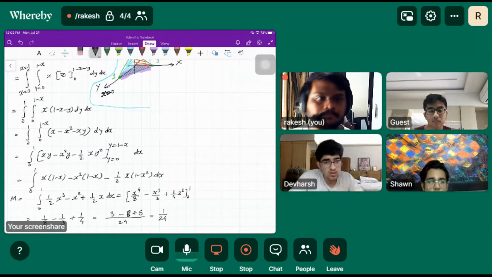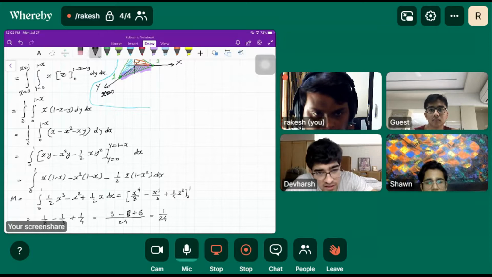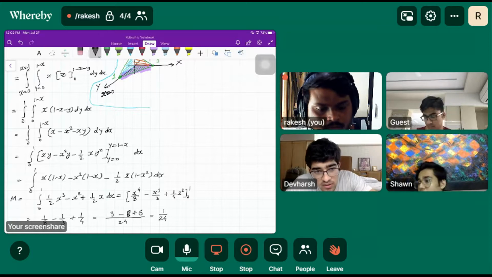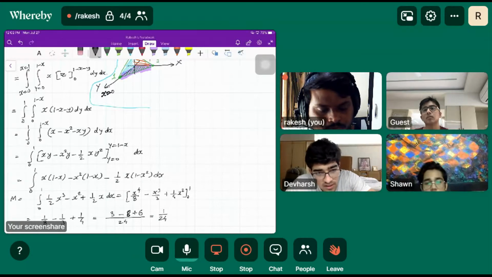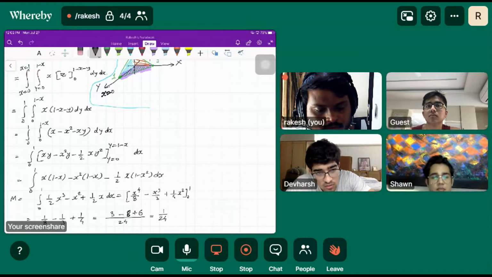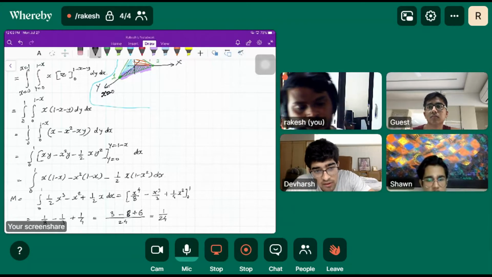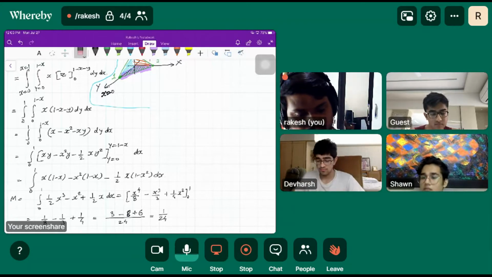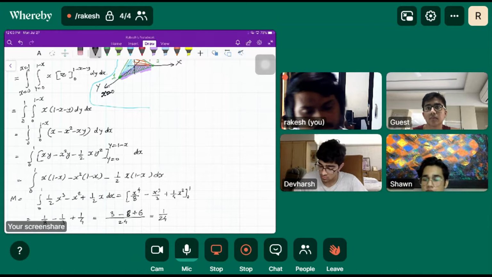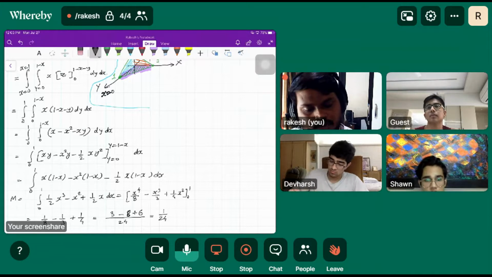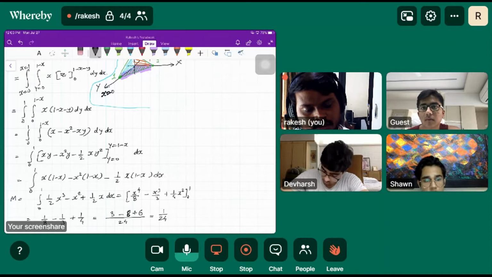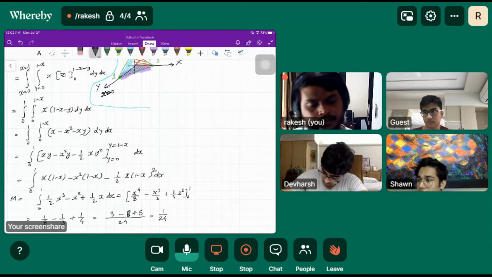So isn't it y squared? You've just written y squared as 1 minus x squared. Yes, it's 1 minus x the whole square. Y is 1 minus x, and x times 1 minus x the whole square. Okay.